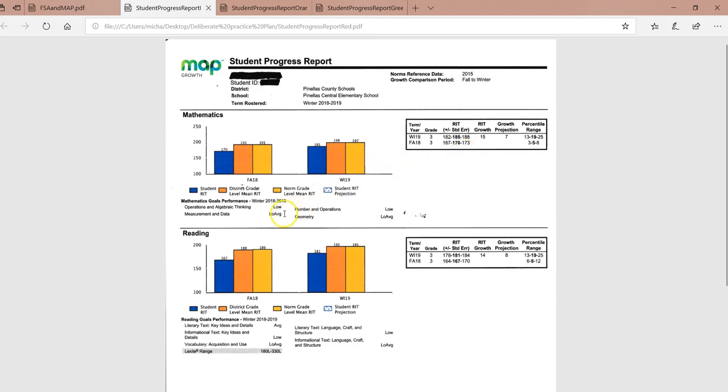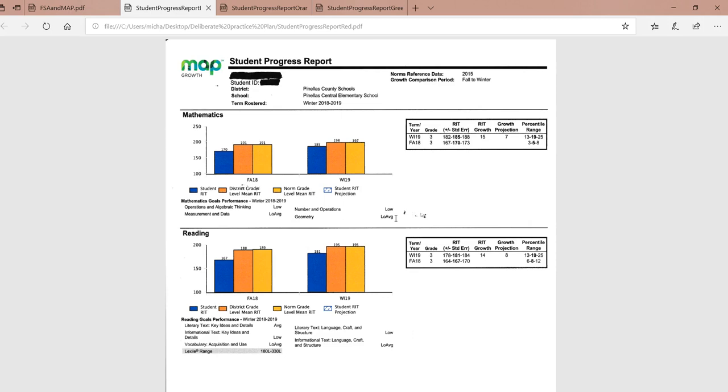So another thing that this student progress report shows you is each of the mathematics goals, how they did in the instructional areas that I spoke about in the first video. In operations and algebraic thinking, they were low. In measurement and data, they were low average. In number and operations, they were low. And in geometry, they were low average.